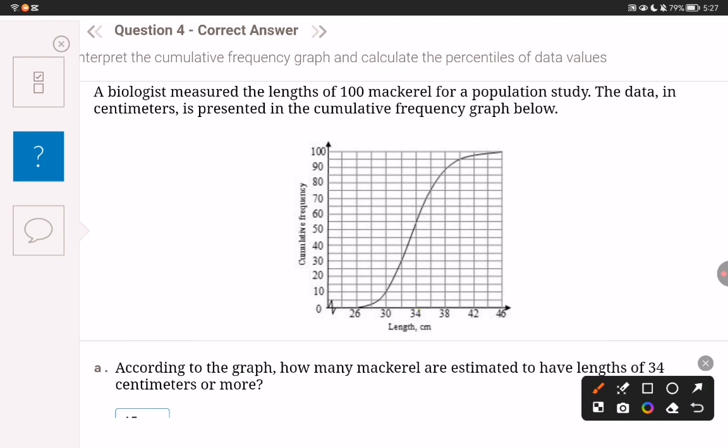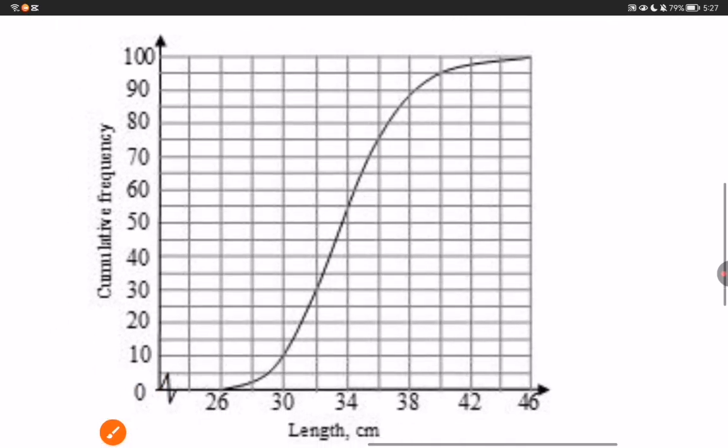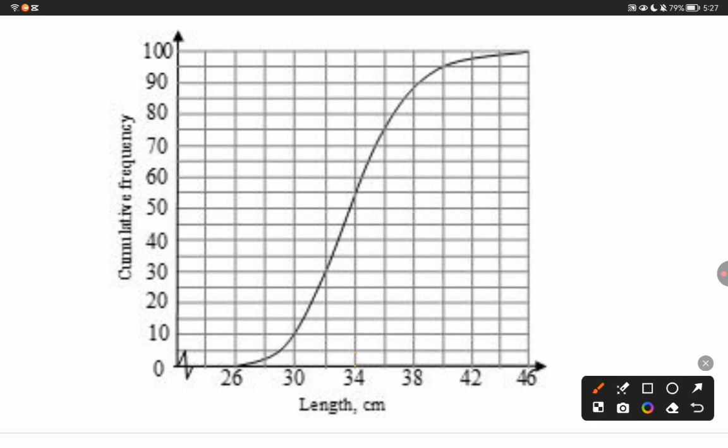But you're going to go from the x-axis, you're not going to go from the y, because the y is the mackerels themselves. The x is the length. They want us to find how many, so how many mackerels, so how many y's are equal to 34. So how many y's are equal to a specific x, or more. So you're going to start from 34 centimeters length, you're going to go up to the curve. Okay, I'm going to zoom in. So 34, go up to the curve, and then you end up with around a value of 55.